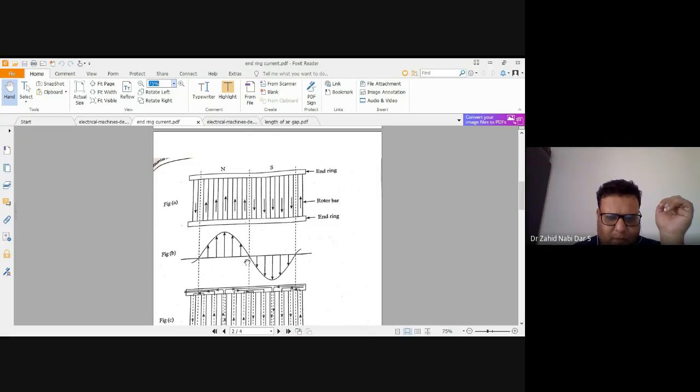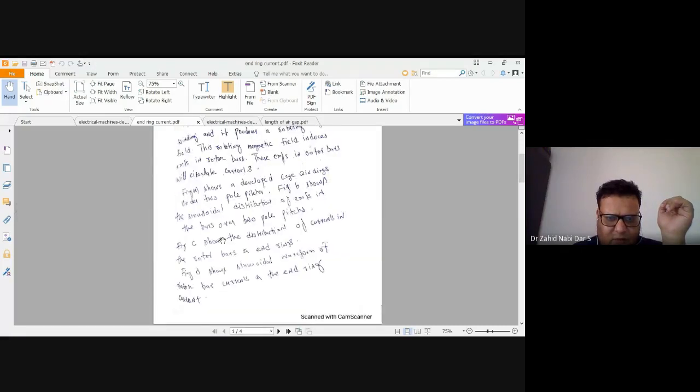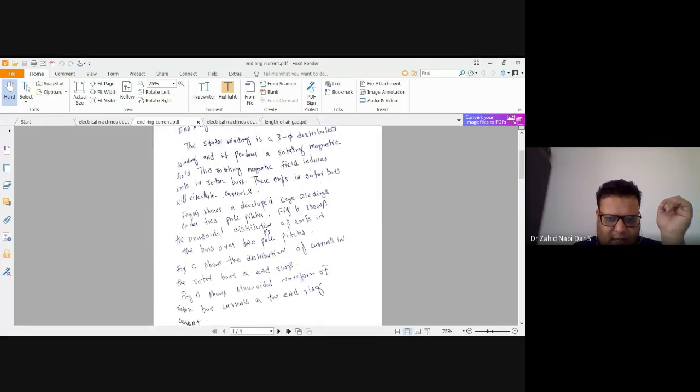So this is a pole pitch. You can see it is a complete circle. From here to here, this is 180 degrees. From here to here, this is another 180 degrees. So this is 360 degrees between two pole pitches. So this is the sinusoidal distribution, and you can see over here. Figure A shows a cage winding under two pole pitches, and figure B shows the sinusoidal EMF in the bars over two pole pitches.